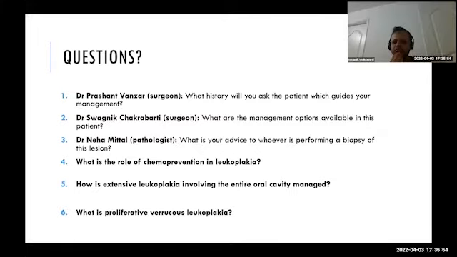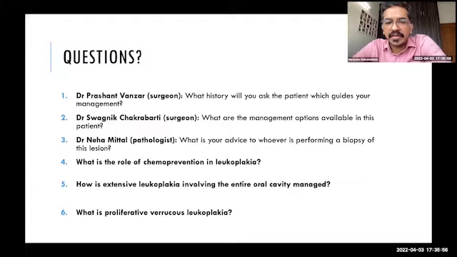Okay, perfect. Point very well taken. So you have to have a thorough history and clinical examination that helps you establish a diagnosis. So our next question is for Dr. Swagnik. So what are the management options available in this patient? So let's say we do a biopsy and it comes as mild dysplasia. So what are the management options that you would make available to this patient?